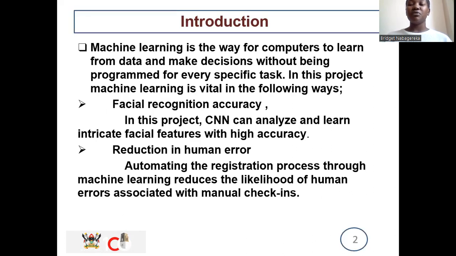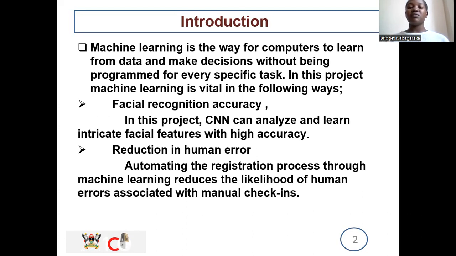For the introduction, we're going to talk about brief information about machine learning. Machine learning is a way for computers to learn from data and make decisions without being programmed for every specific task. In this project, machine learning is going to be vital in the following ways.